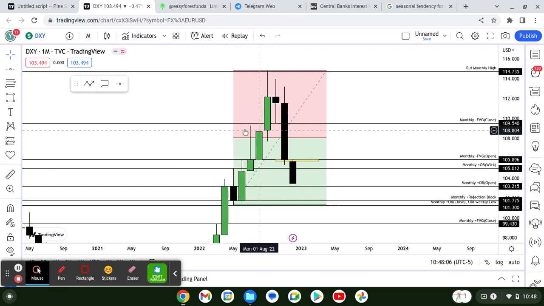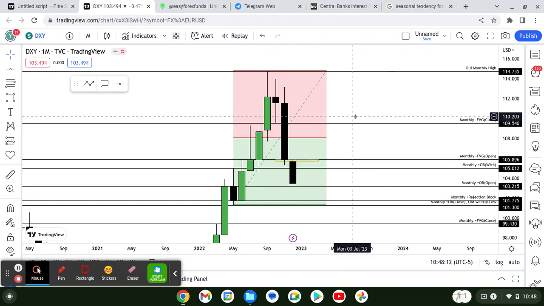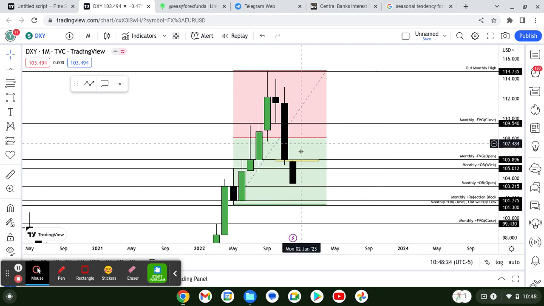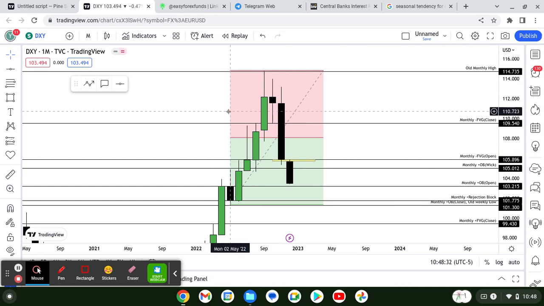So we define the PD arrays and we rounded them to institutional level numbers ending in 5, 0, or 10. And then after we do all of this, we can finally arrive at our directional based analysis on the monthly time frame. And this also can get transposed to the weekly time frame. So guys, this is how you do your long-term monthly analysis like ICT and as an ICT trader.